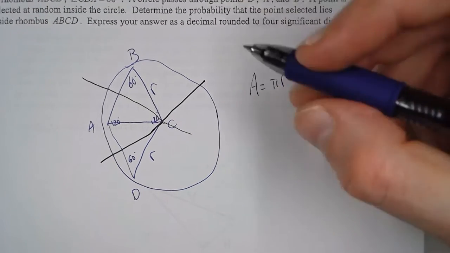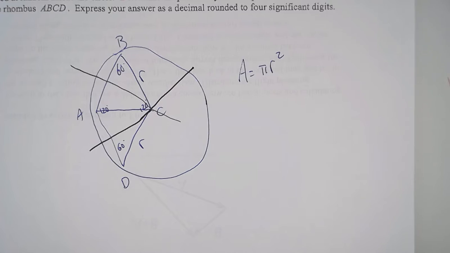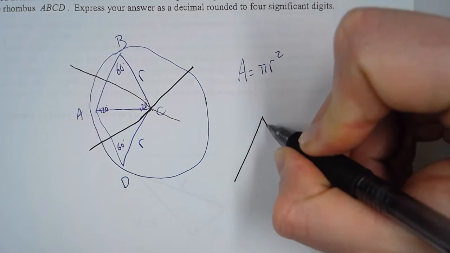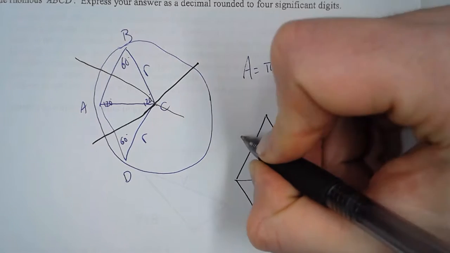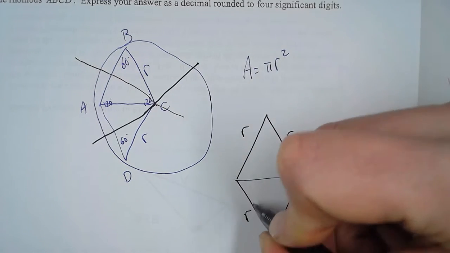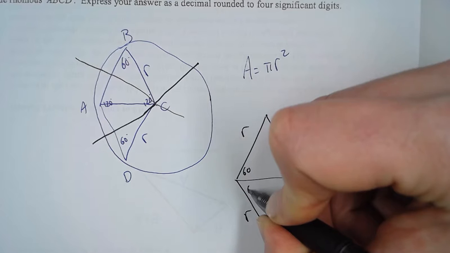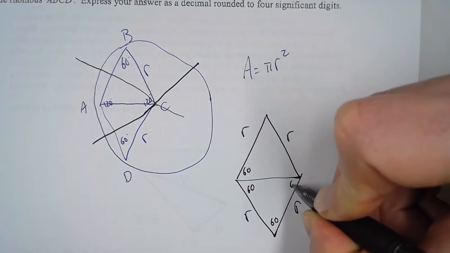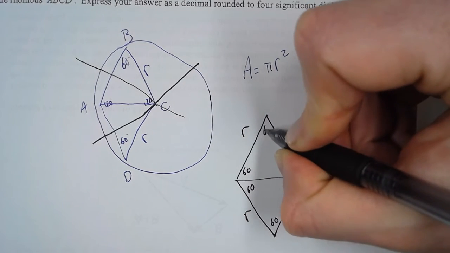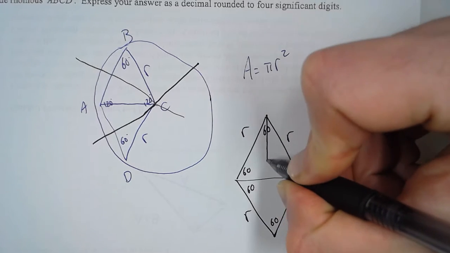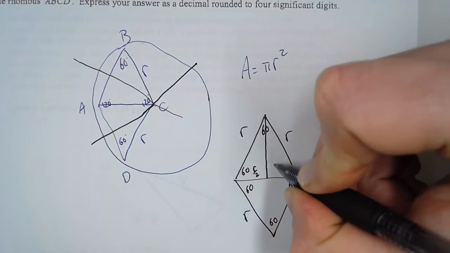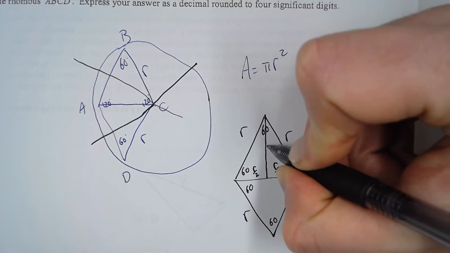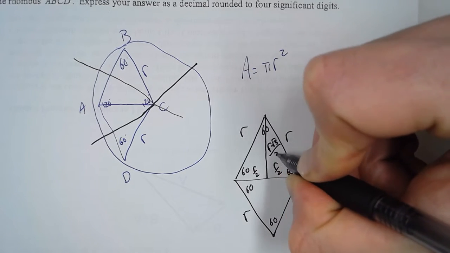But the area of the rhombus, we've got to break that down a little bit. So the rhombus is really just two equilateral triangles. So here we have R, R, 60, 60, 60, 60, and 60. And if we take an equilateral triangle and break it in half, we get R over 2, R over 2, and then we have R times square root of 3 over 2.